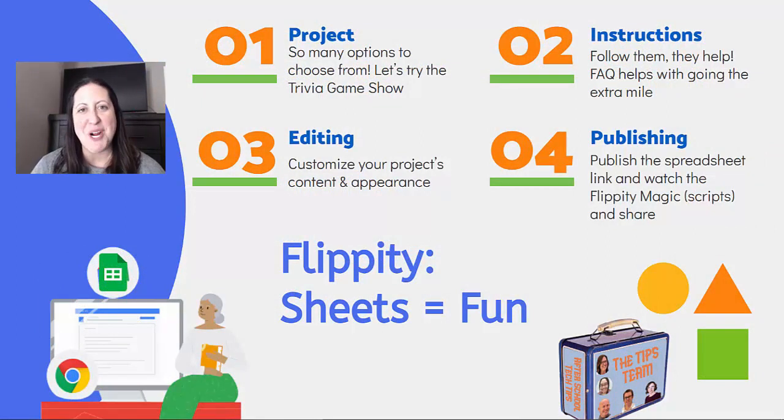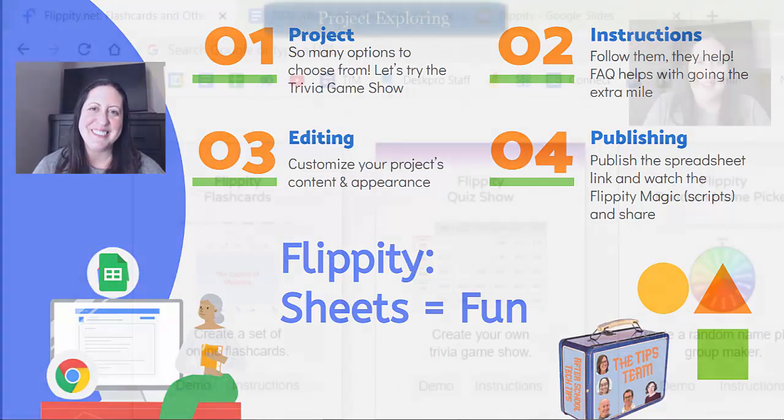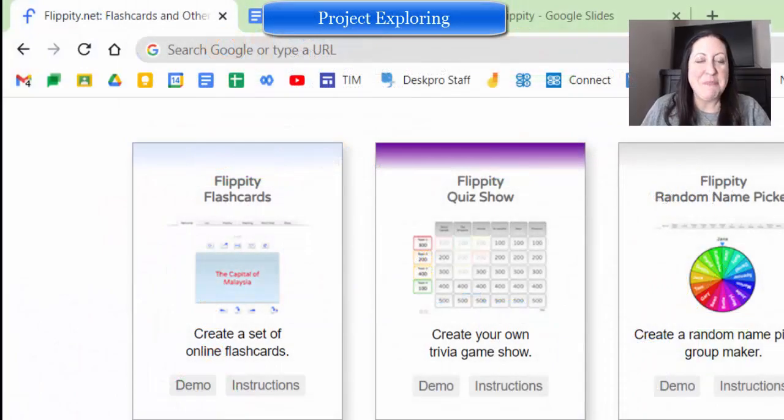We'll go through 4 different parts. We'll take a look at all the different project options available on flippity.net, review how we can use the instructions to get exactly what we need, how we can customize all of our different projects to meet our curricular outcomes and wherever our students are at, and then look at how we can share and publish what we make. Let's get started. So here we go to flippity.net.